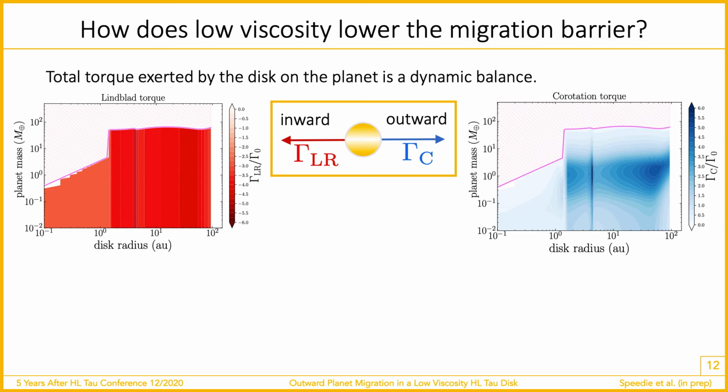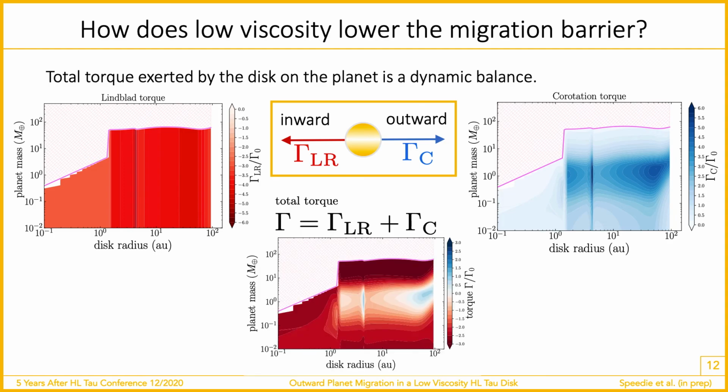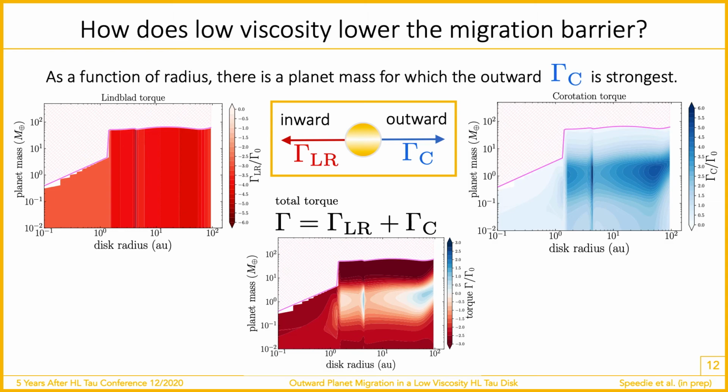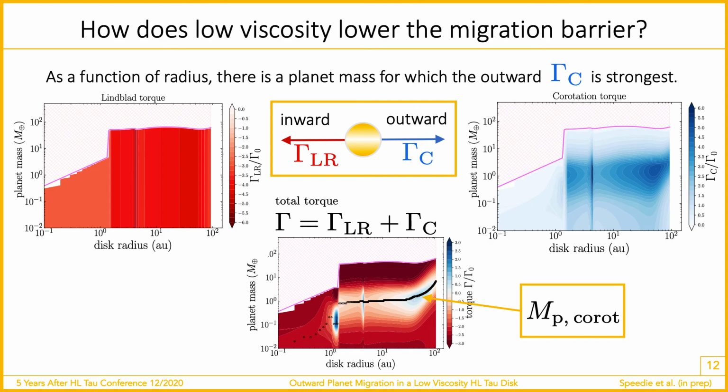The total torque experienced by a planet is a balance between, or sum of, the inward-directed Lindblad torque and the outward-directed co-rotation torque. So you can see that the mass dependence of the total torque is entirely driven by the mass dependence of the co-rotation torque. As a function of disk radius, there exists a planet mass for which the outward co-rotation torque will take its maximum. We're calling this planet mass M_P,corot, and I'm showing numerically calculated values here as black dots on top of the total torque map. So to be drawn outward, to have large semi-major axes, a planet simply needs to reach that mass.